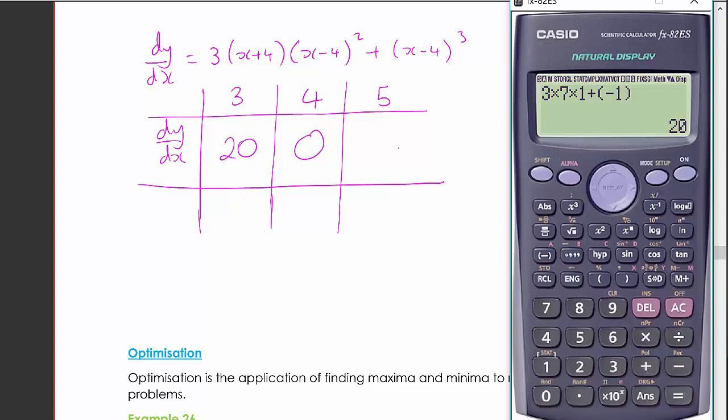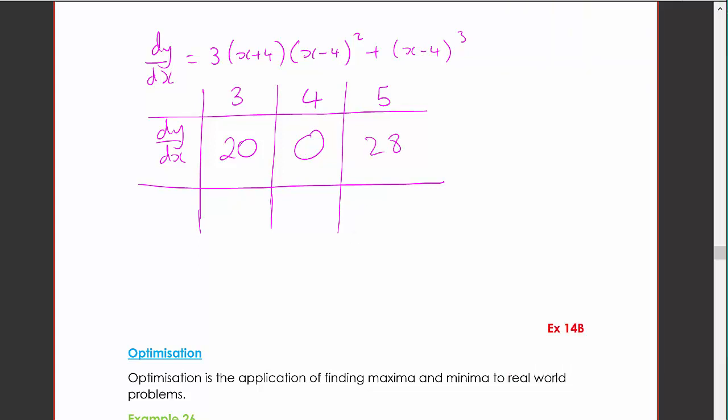If we go to 5, what do we get? So I'm just going to go and adjust this. So we've got 3 times, so it'll be 5 plus 4, which is 9. And then 5 take away 4 is 1. Square that, so that's still 1. 5 take away 4 is 1. 1 cubed, so that's going to be just plus 1. I'll just do minus minus 1. It will give me the same thing. And that's 28. And the important thing is that that's positive.